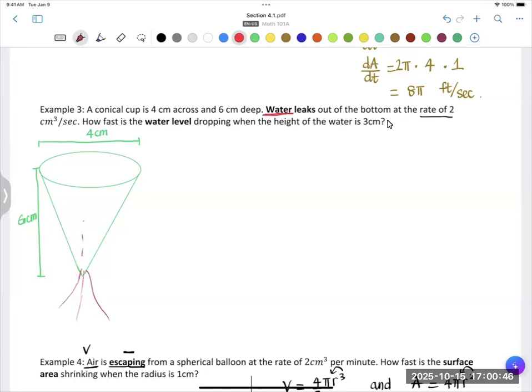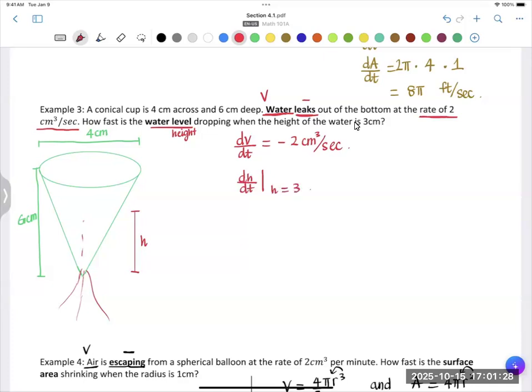So water is the volume. I label that as V. Leak means the volume will be decreasing at the rate of 2 cubic centimeters per second. So dV over dt will be negative 2 cm cubed per second. Now, we're interested in knowing how fast the water level drops when the height of the water is 3 centimeters. So we want to know how fast the height, the water level, drops when the height is 3 centimeters. So it means dh over dt at h equal to 3.